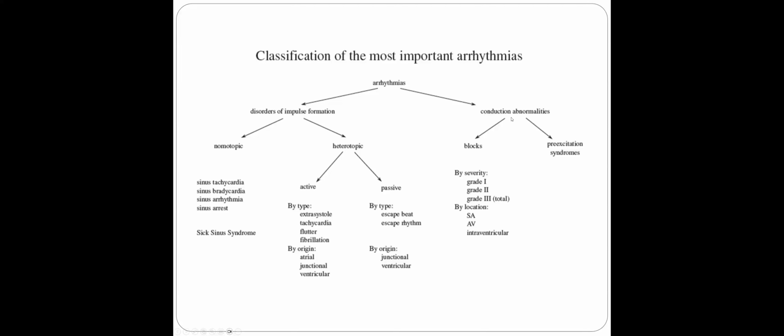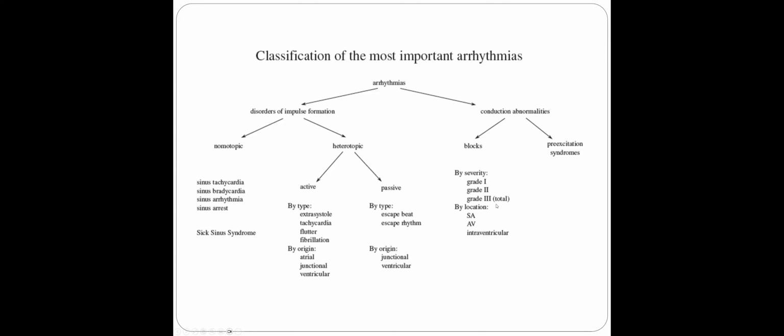There are two big topics of the conduction abnormalities: when we have a slower conduction, some kind of blocks, or we have a faster conduction, and these are called the pre-excitation syndrome. We will do this one later on. Now, based on the severity of the block, the conduction slowing down, we have a grade system. We have grade 1, grade 2, and grade 3. I will detail it later on.